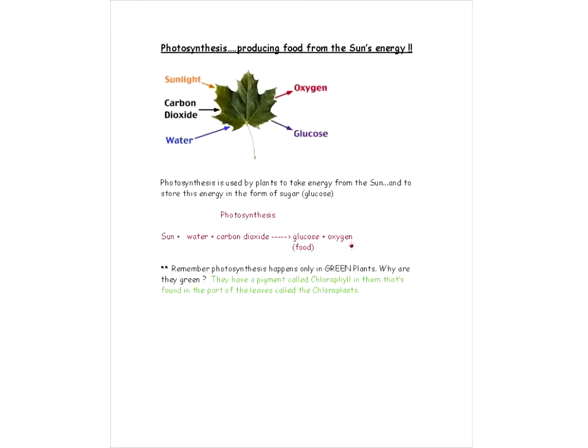Why are plants green anyways? Well, they have this pigment called chlorophyll in them, and this chlorophyll is found in a special part of the leaves called chloroplasts. So that's where photosynthesis happens, in the chloroplast.